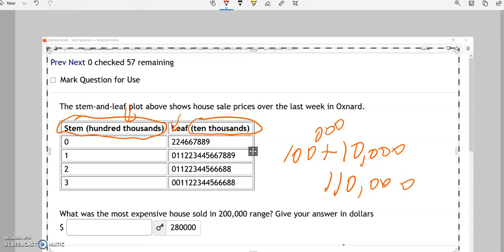All right. And so the most expensive house, which is asked in a couple of other questions you'll see, is 300,000 plus 80,000. So that would be 380,000 as the most expensive house of anything. The most expensive house in the 200,000 range is 200,000 plus the 80,000, and you get 280,000.